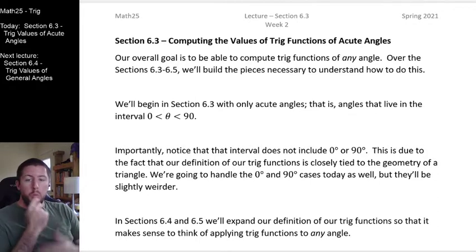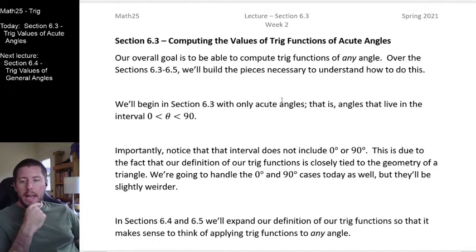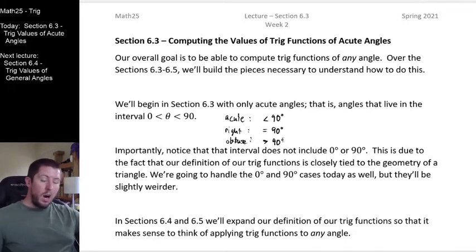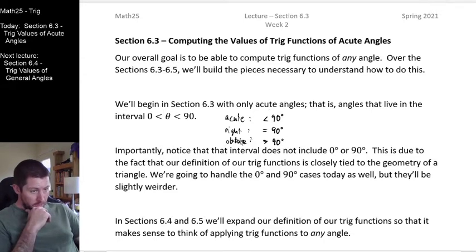So in this section, we're only doing acute angles. So remember the definitions of acute and obtuse when it comes to triangles. Acute angles are angles that are less than 90 degrees. Right is equal to 90 degrees, and obtuse is greater than 90 degrees. Acute is less than 90 degrees. Right angles are equal to 90 degrees, and obtuse angles are the ones that are greater than 90 degrees. Right, so our goal today is just these less than 90 degree angles.